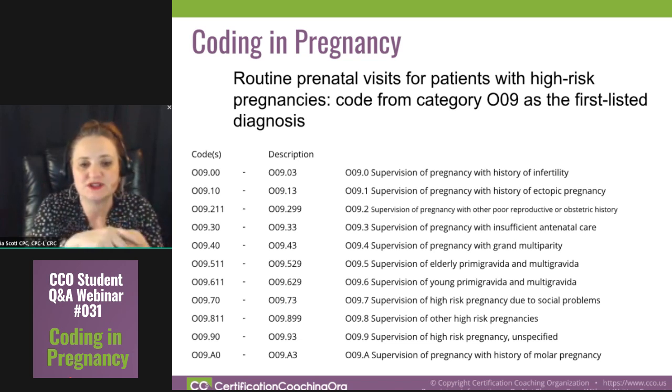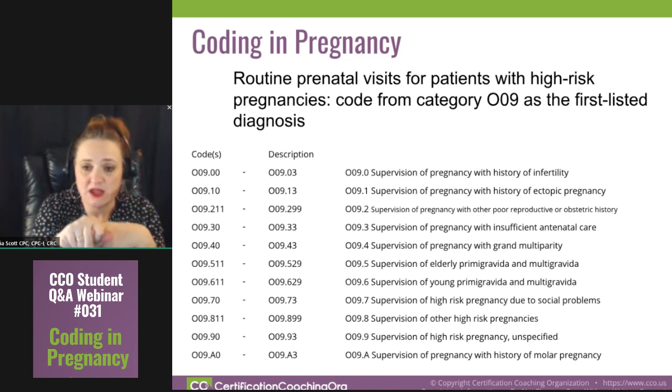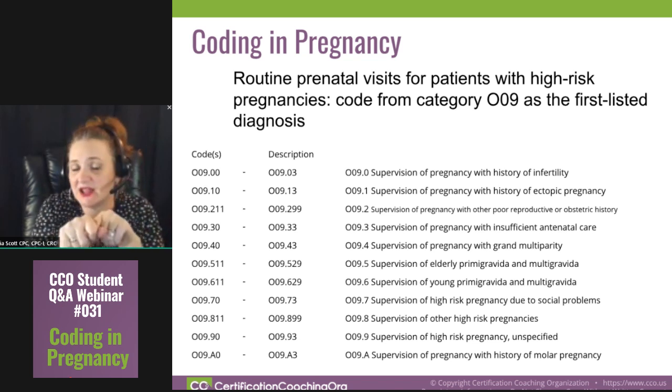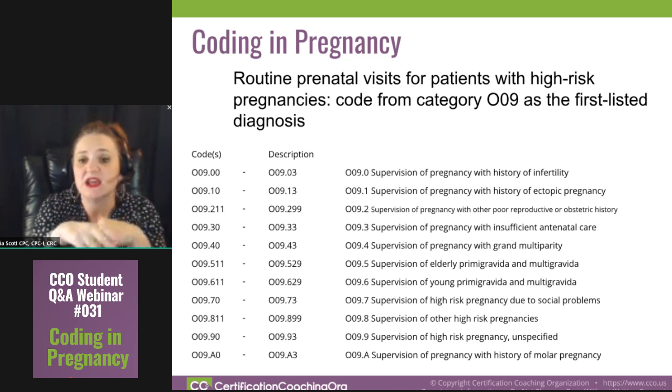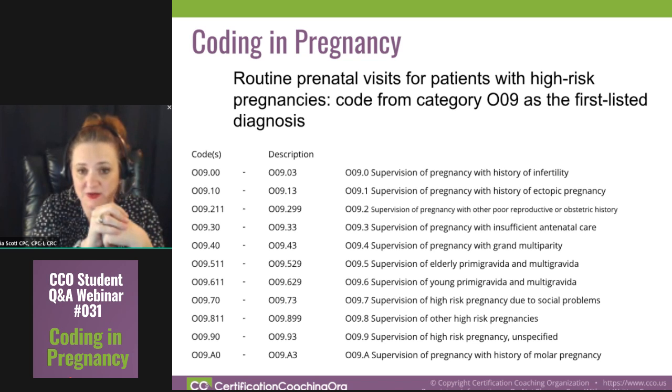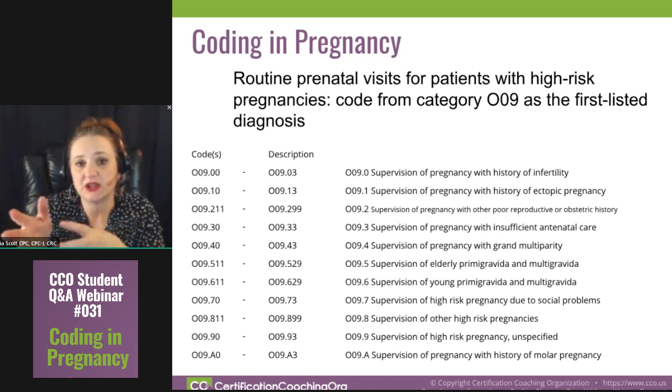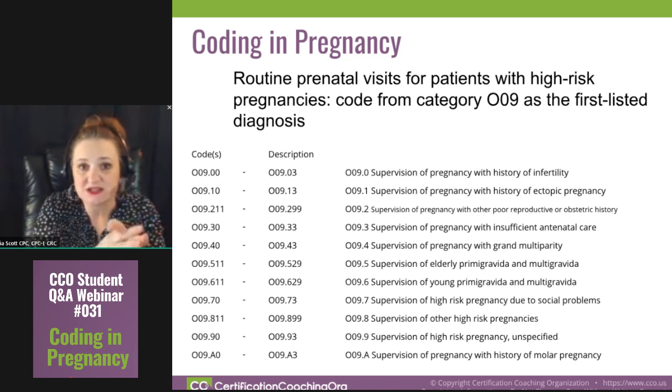So let's look at our first code range: supervision of pregnancy with history of infertility. All right, very important. Infertility doesn't mean that they've had miscarriages. Infertility means that they've had difficulty getting pregnant, okay? And therefore, it's going to be supervised a little bit differently, and also probably a lot more questions, you know, counseling time involved. Pregnancy with a history of ectopic pregnancy.